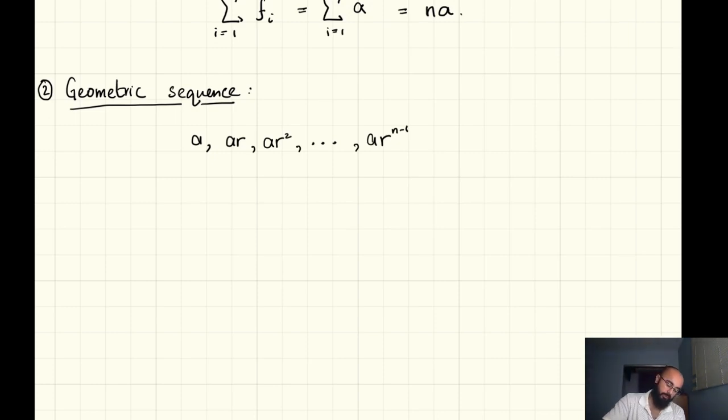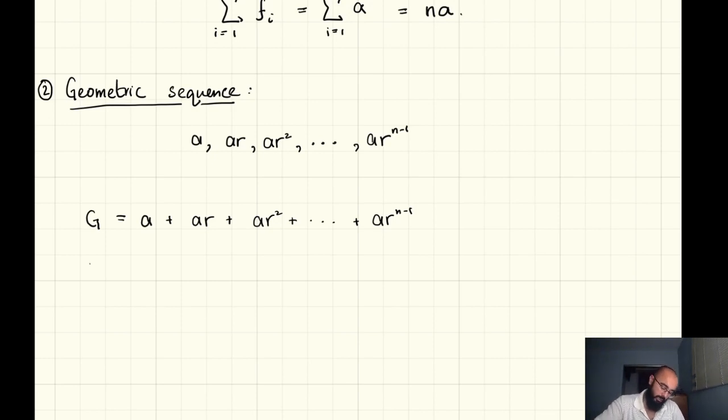And now I have to take the sum, so I would be taking the sum of a r to the i minus 1, i goes from 1 to n. So I need to get a formula for this sum. Rather than first writing this in summation notation, let me expand this out. This would be a plus a r plus a r squared up till a r to the n minus 1. And let's call this sum g, to denote that it's a geometric sum.